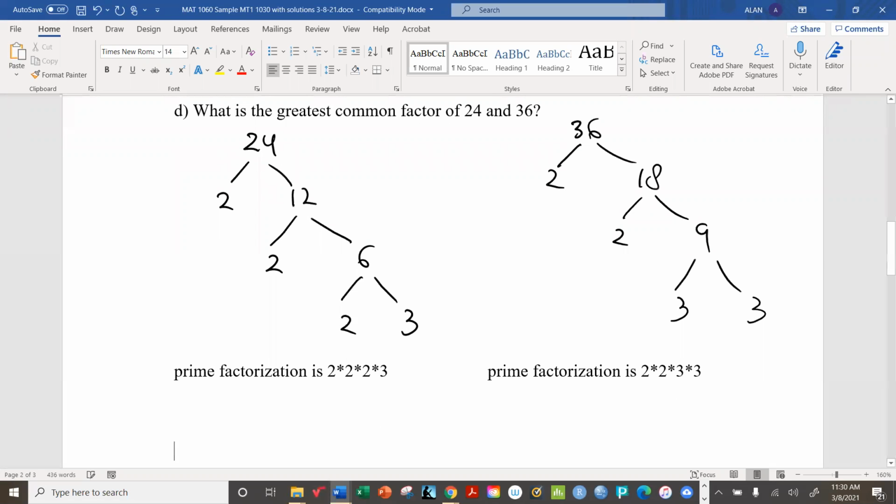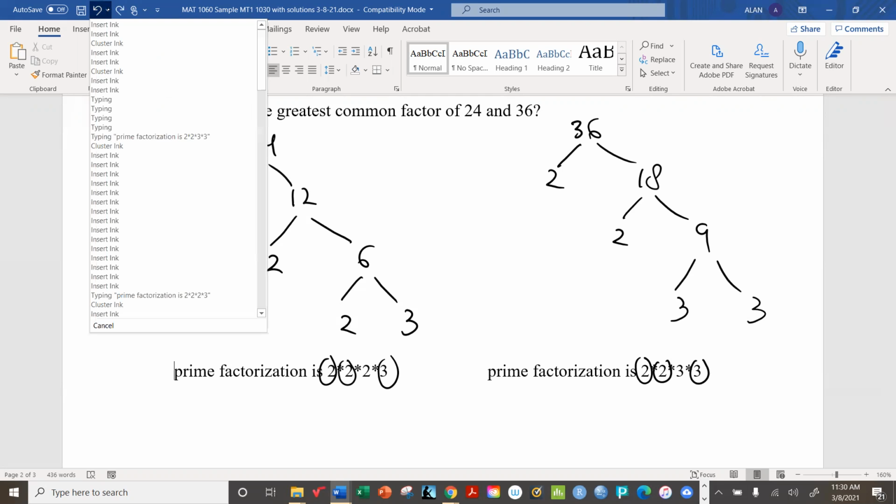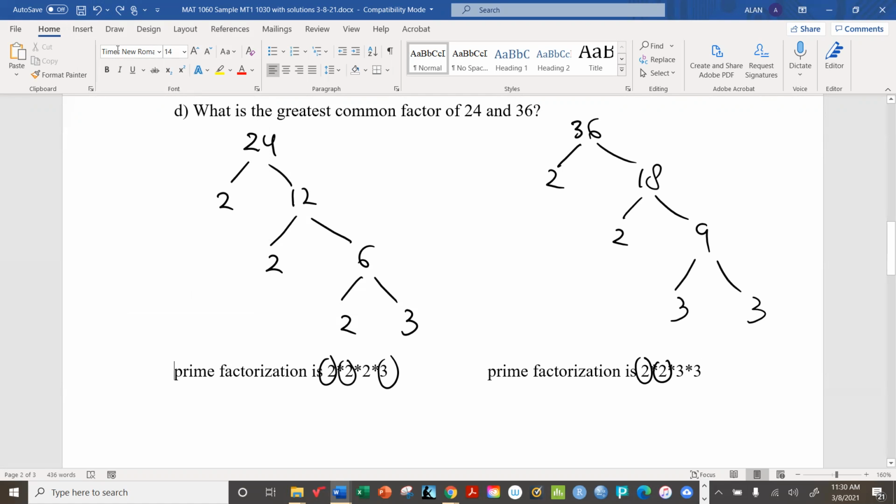Now, what we're looking for is what they have in common. They both have two 2s, and they both have a 3. All right. It doesn't matter which 3 I circle. Let me just do it this way.